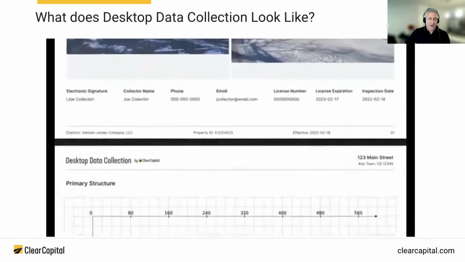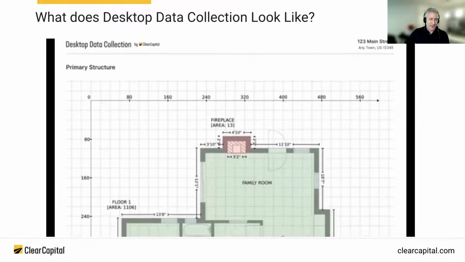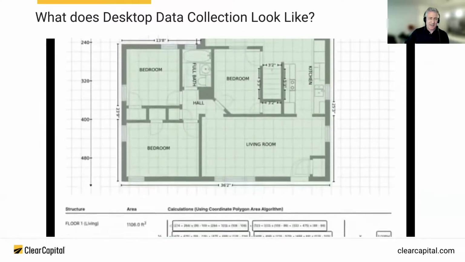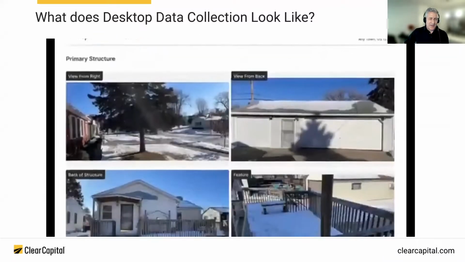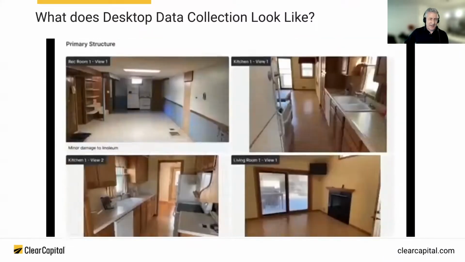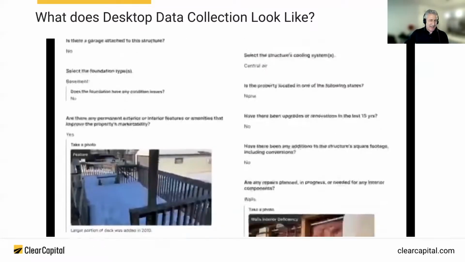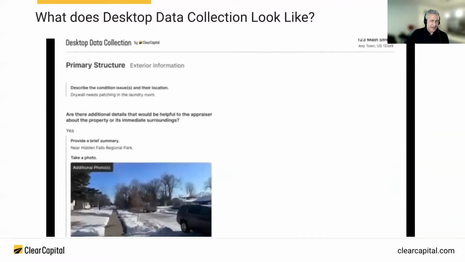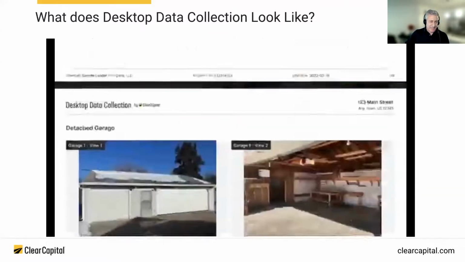So here's an example of our desktop data collection that we're scrolling through rather quickly here. It's a fairly streamlined document, but does include an example of the floor plan, address verification, all of the exterior and interior photos with captions, and opportunities to indicate any deferred maintenance that the inspector might encounter.